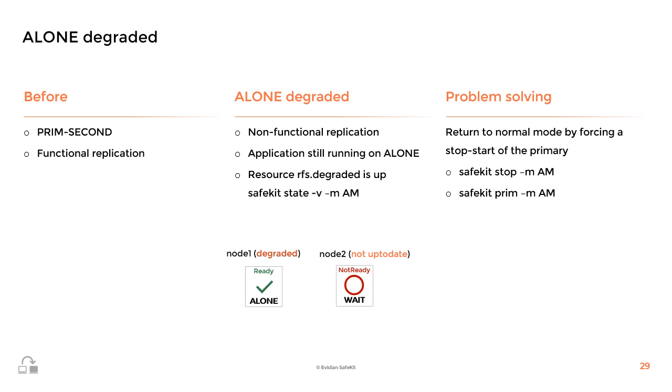You can check the degraded status with a resource named rfs.degraded and displayed with the safekit state command with the -v option. To solve this problem and restore the replication mechanisms on the alone degraded node, stop Node 1 with the safekit stop command, and then start it as primary with the safekit prim command. Then, Node 2 in the wait red state will be able to resynchronize its data.